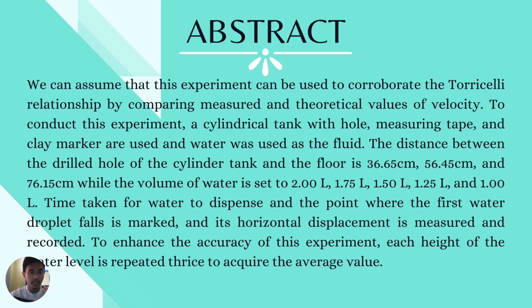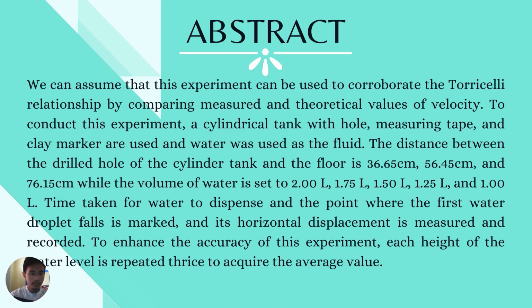The first one is height, which is the distance between the hole of the cylinder tank and the floor. And another one is the volume of water. For the height, the distance between the drill hole and the floor, the first one is 36.65 cm, second 56.5 cm, the last one is 76.15 cm. While for the volume of water, we have five volumes. First one 2 liters, 1.75, 1.5 liters, 1.25 liters, and last one 1 liter.